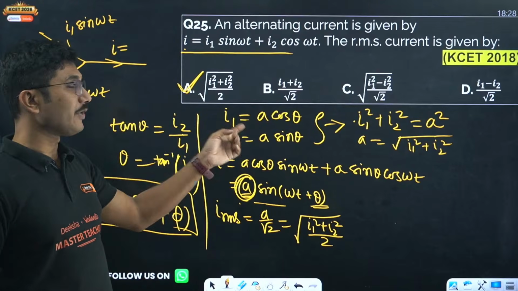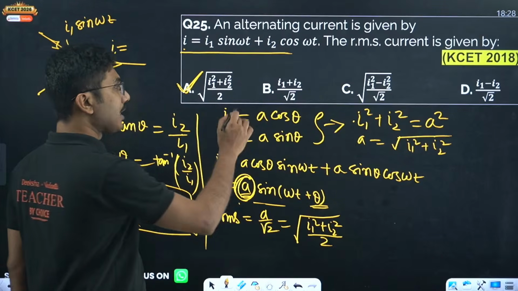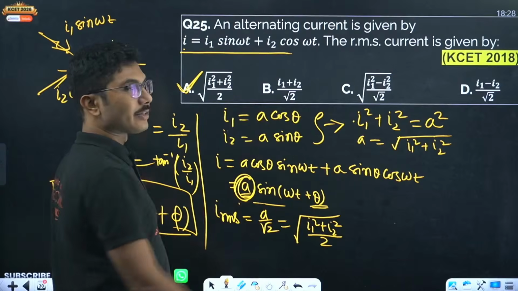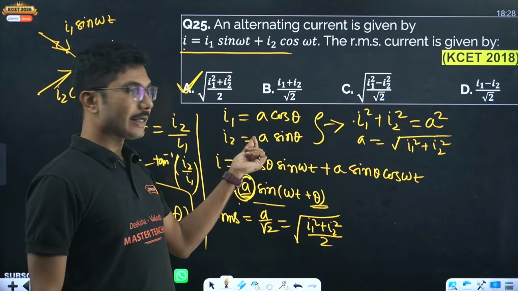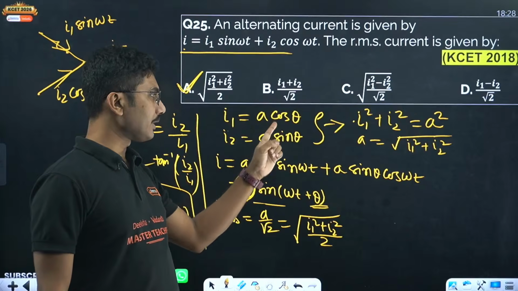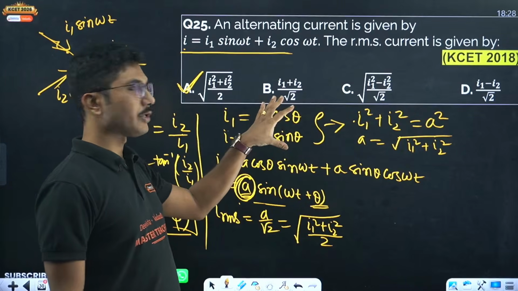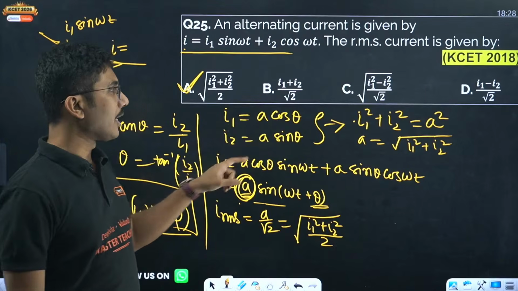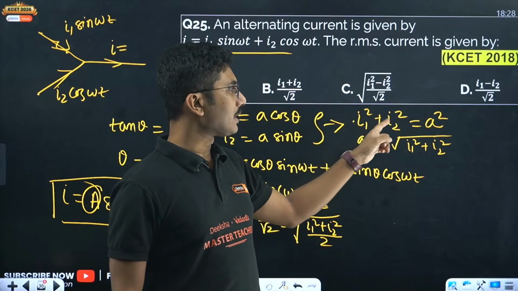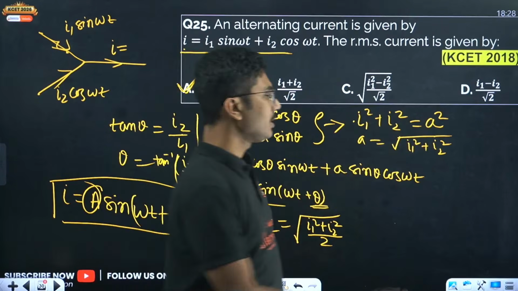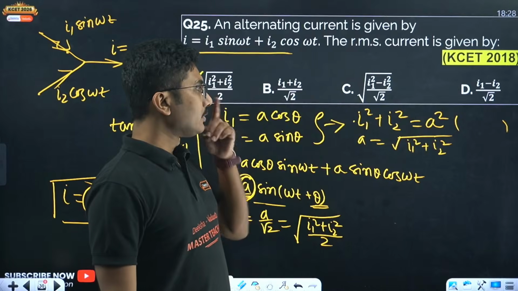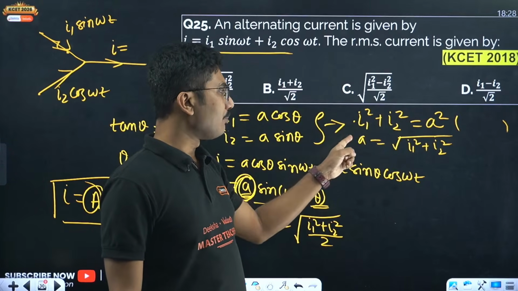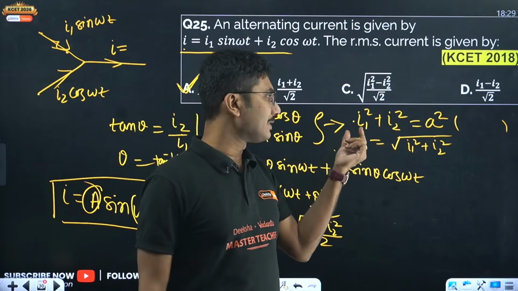What is the value of A? How to calculate it? You square both the terms and add them. If you square both the terms, A square becomes common, and here you get cos square theta plus sin square theta. Cos square plus sin square is 1. So you are left with I1 square plus I2 square equals A square. Now from here you calculate the amplitude, because this is a variable, right? This is a parameter.